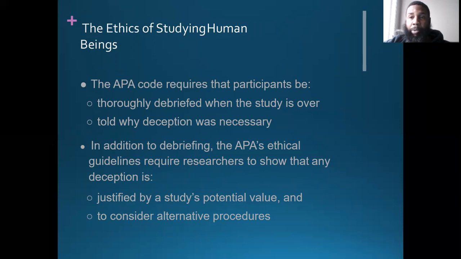If you use deception, now sometimes in psychological studies, you do a study that requires deception. Essentially, you're lying to the participant for some reason. APA has very strict standards about that. So if you're going to lie to a participant, APA wants to know why it's necessary for your study. And then when the study is over, you have to debrief your participants and tell them what the lie was and why you lied.